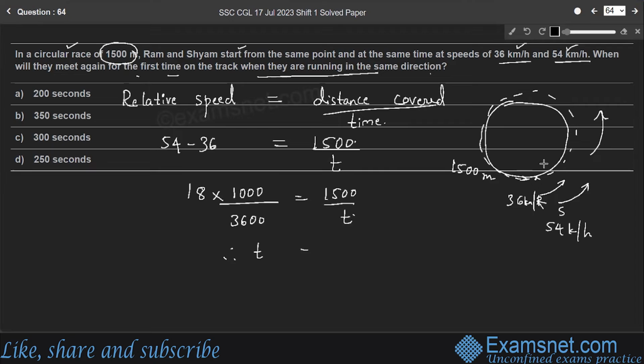Therefore, t is equal to 1500 into 3600 divided by 18 into 1000. So easily we can simplify it. So 18 into 2, 150 into 2 becomes 300. The unit is seconds. Therefore, they will meet again for the first time on the track after 300 seconds. Therefore, look at the options. Option C is the right answer.